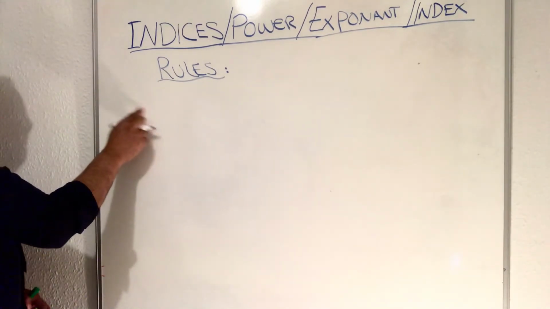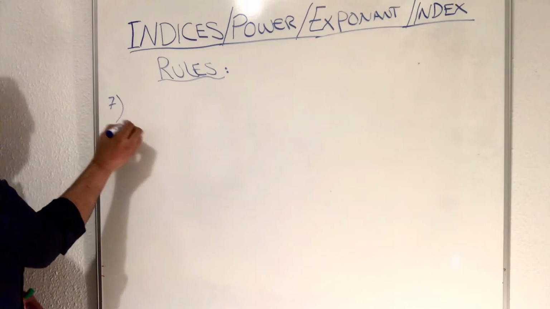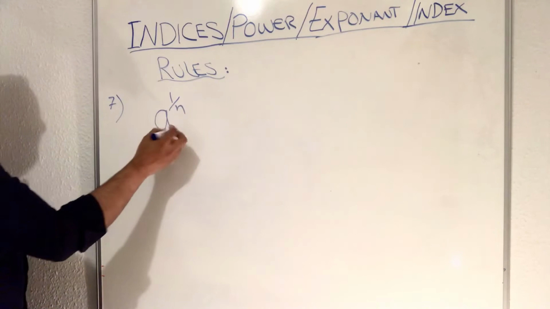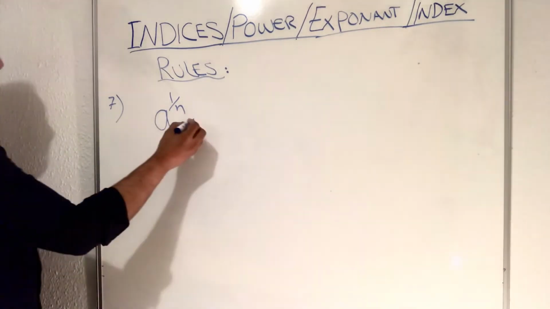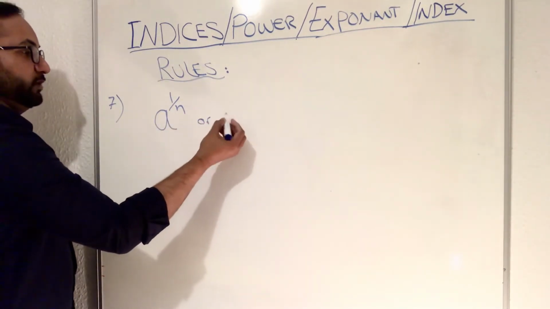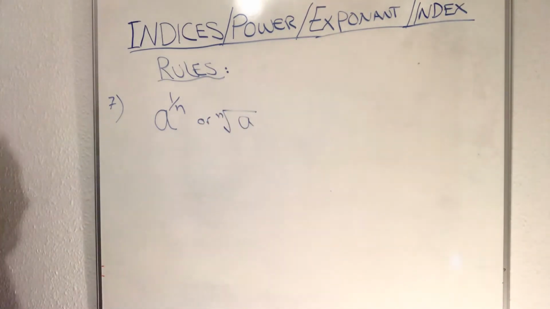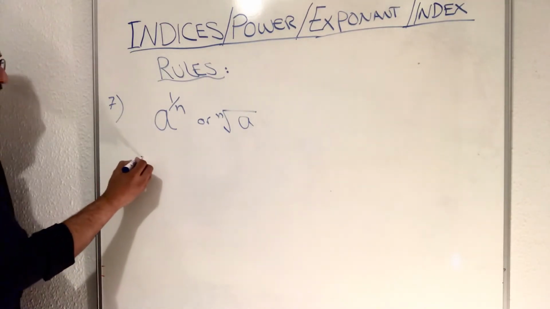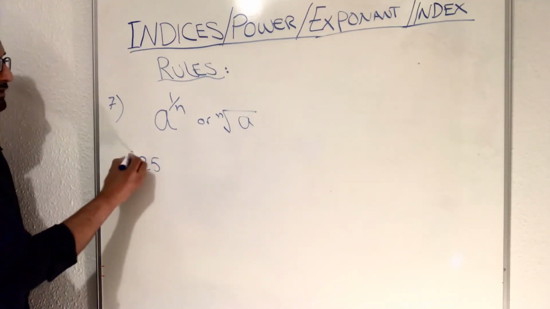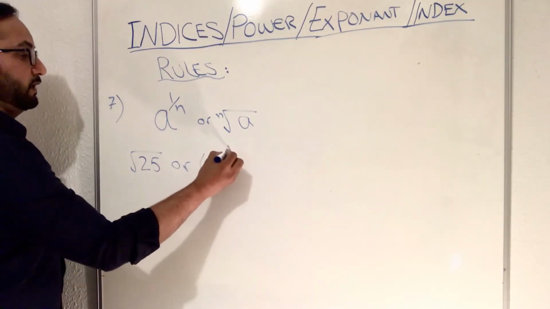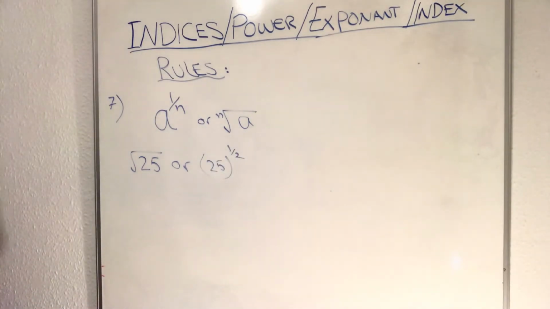If I write down here the 7th rule: if something has a power of 1 over n, where n could be anything, they can also write it in a root sign like that. For example, they will write the square root of 25, or 25 power 1 over 2. So how do we define that one?